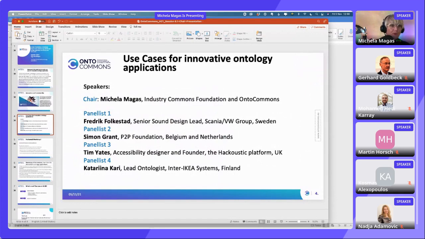The speakers were Fredrik Folkestad, who's Senior Sound Design Lead at Scania Volkswagen Group, Simon Grant from the P2P Foundation, Tim Yates, who's Accessibility Designer and founder of the Acoustic platform, and Katarina Karray, who's a lead ontologist from the Interarchia systems. We ran this as a panel session rather than individual presentations because we wanted to leave it open to discussion, and also we wanted to be free to investigate potential innovation routes.